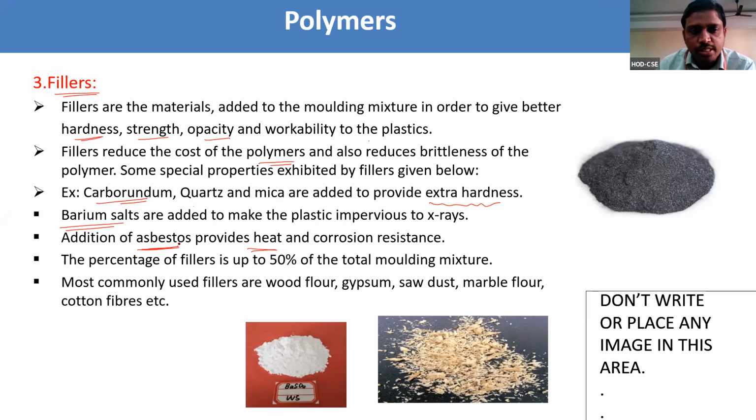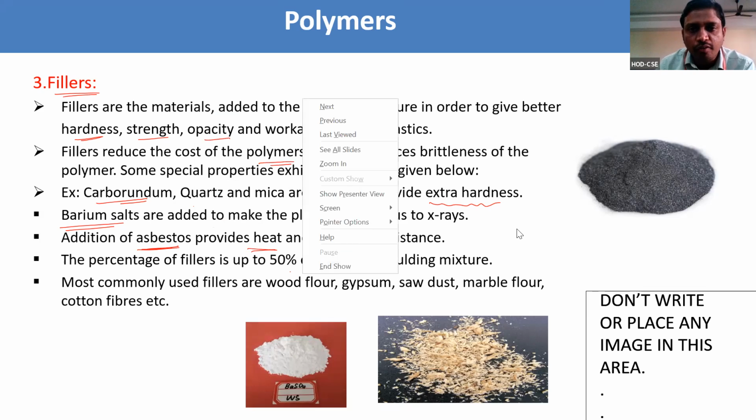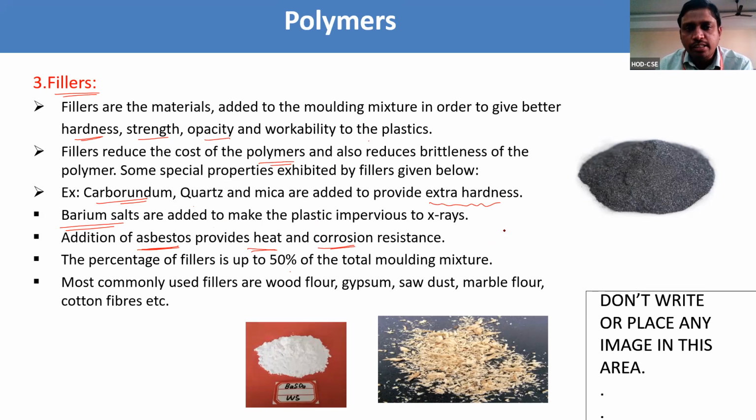The percentage of filler is up to 50% of the total molding mixture. The most commonly used fillers are wood flour, gypsum, sawdust, marble flour, and cotton fibers, as shown in the picture. These act as fillers, added to the molding mixture in order to give better hardness, strength, and workability to the plastics.